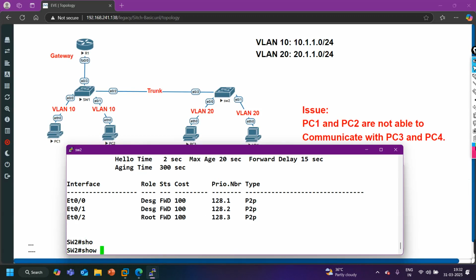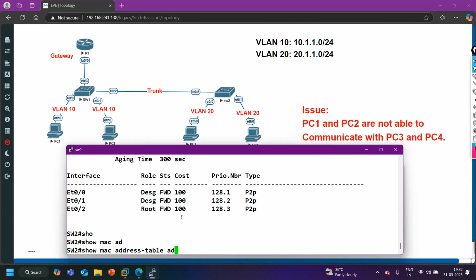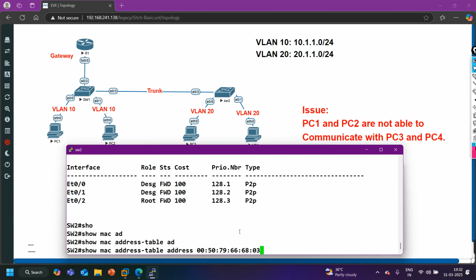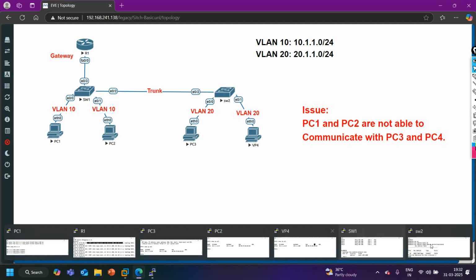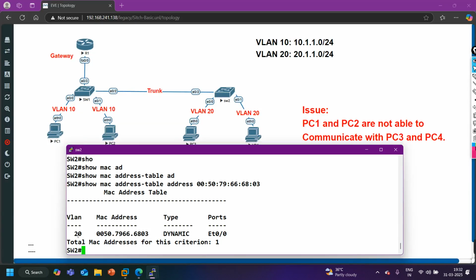On switch number 2 I am going to say show mac address-table address, with this address. Show me this address in your MAC address table, and it is showing that the switch is learning this MAC address on which interface? On the 0/0 interface. In which VLAN? In VLAN 20. It is learning the MAC address of PC3 in VLAN 20. Okay.